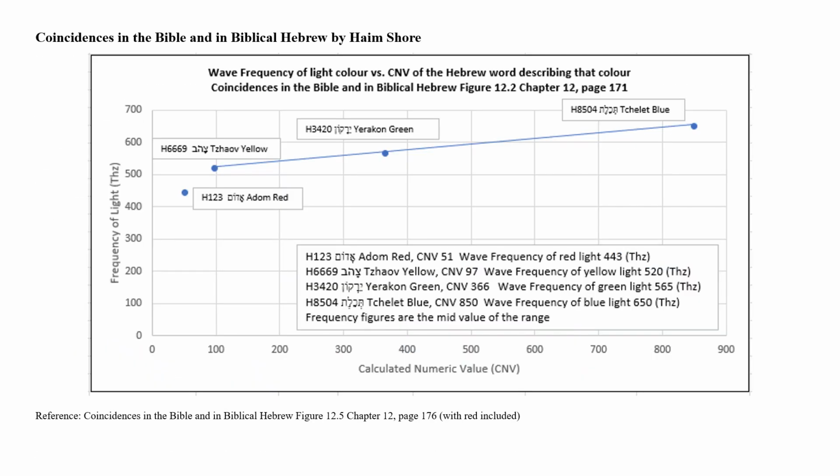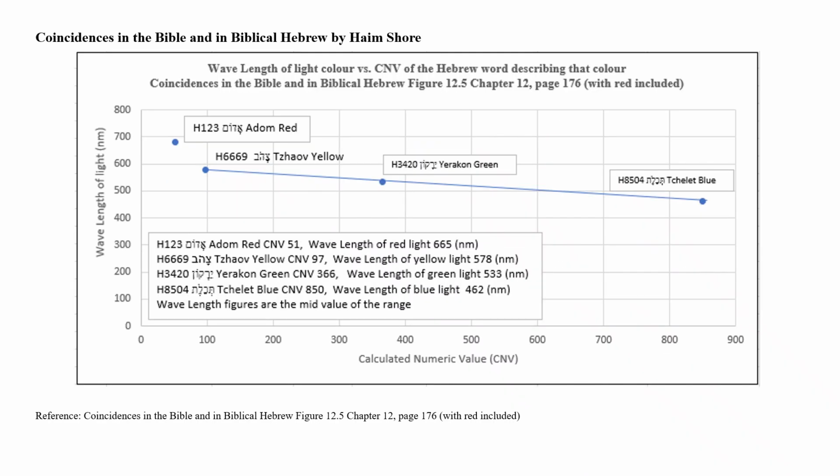This is my interpretation of figure 12.2 appearing on page 171 of the book. Wave frequency of light color versus the CNV of the Hebrew word describing that light color. This is my interpretation of figure 12.5 appearing on page 176 of the book. Wavelength of light color versus CNV of the Hebrew word describing that light color.